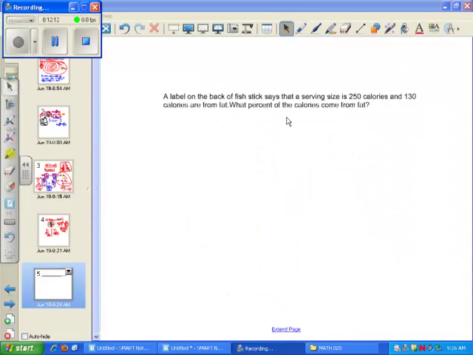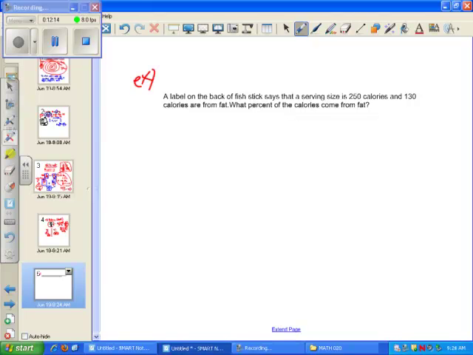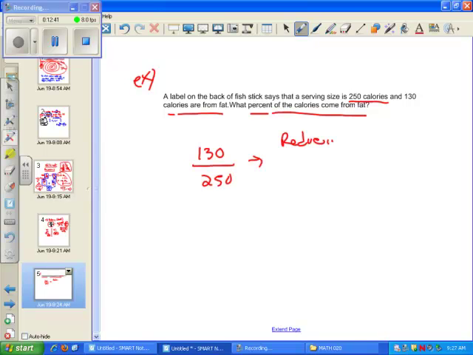Okay, next example is on a label. A label on the back of a fish stick says that a serving size is 250 calories and 130 are coming from fat. What percent of those calories are coming from fat? So the first thing you think of is fraction. Let's practice going, I like to call it FDP, from fraction to decimal to percent, the old-fashioned way. So, all right, 130 out of 250. That's going to reduce down to 13 out of 25. So that's what fraction comes from fat.